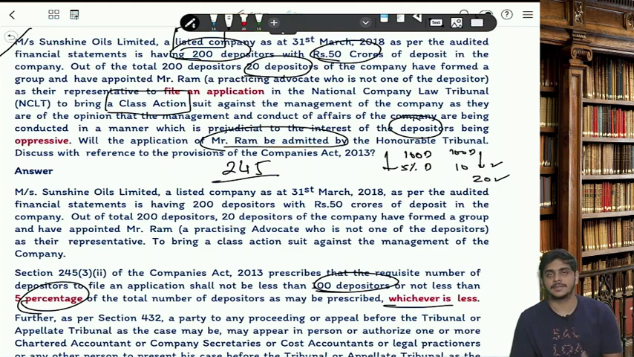And the second category is basically members: in an unlisted company check 2%, in a listed company also check 5%. That is not given here. So if you go by numbers, 20 is valid, and they appointed a representative, that is also valid. Read 245.